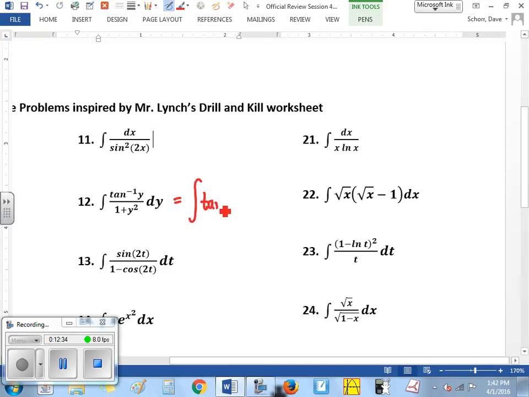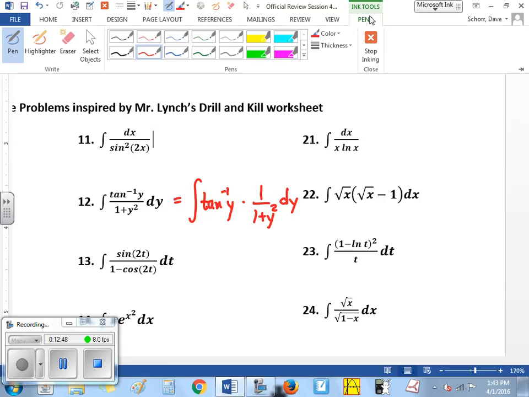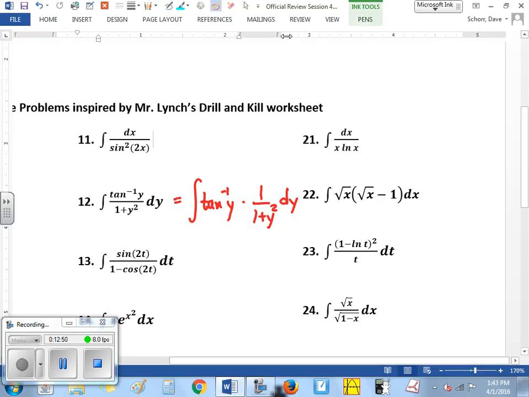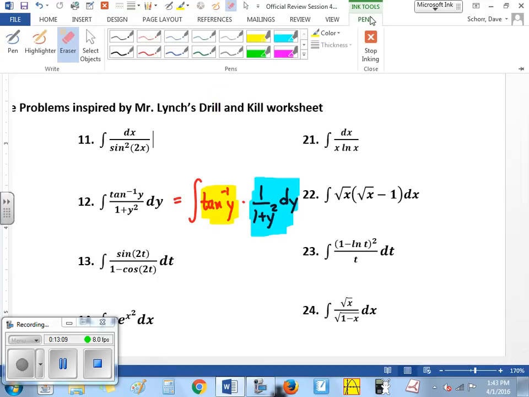We've got an inverse tan, and there's also a 1 over 1 plus y squared. So one of these is the function, and one of these is the derivative. So who's the derivative? Arctan, or is it the 1 over 1 plus y squared? Okay, so this is the du. And then the other part is the u. So yellow means u. So it's really a u sub, but it again wasn't quite ready for u sub until we sort of wrote it side by side.